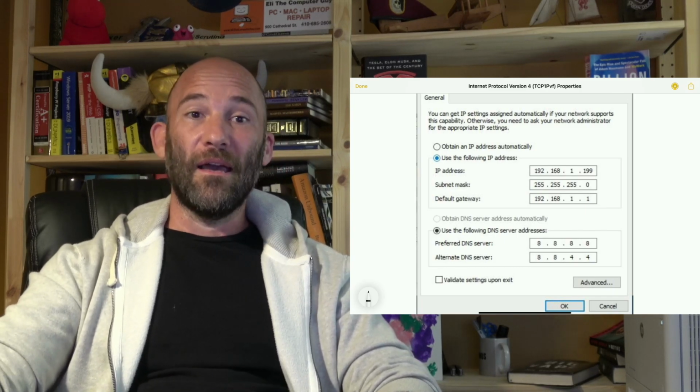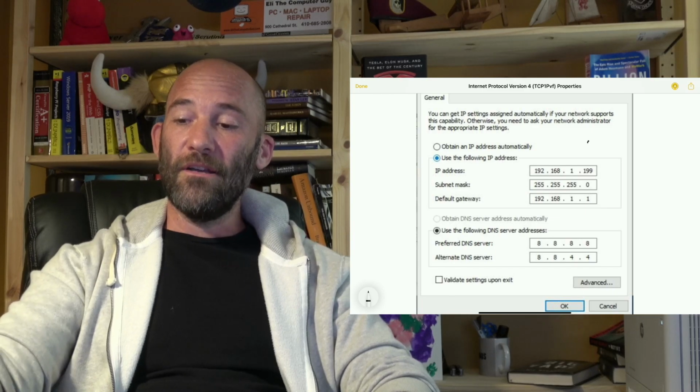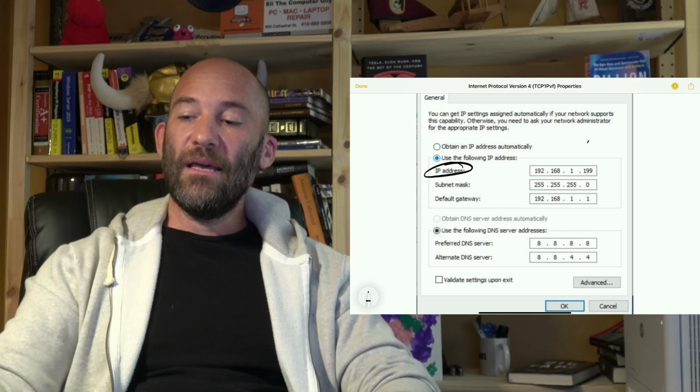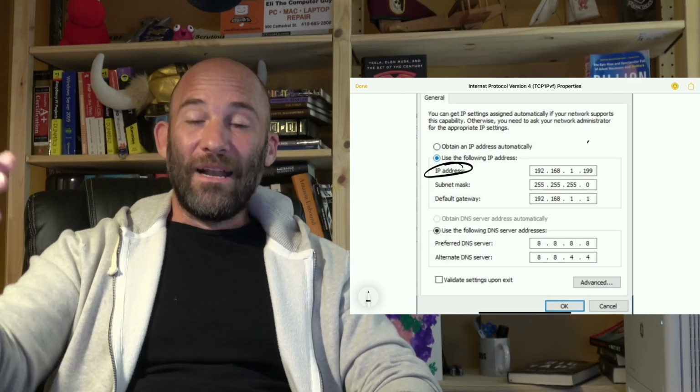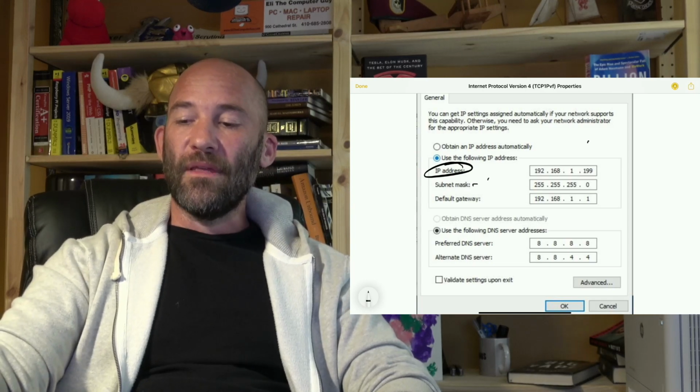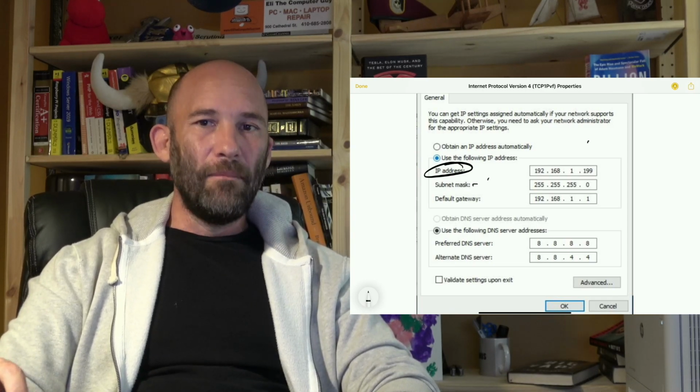But if you sit here, again, we're looking at this configuration panel, right? We have the IP address, and the IP address is what actually identifies your computer on the network. And then under that, we have something called the subnet mask.